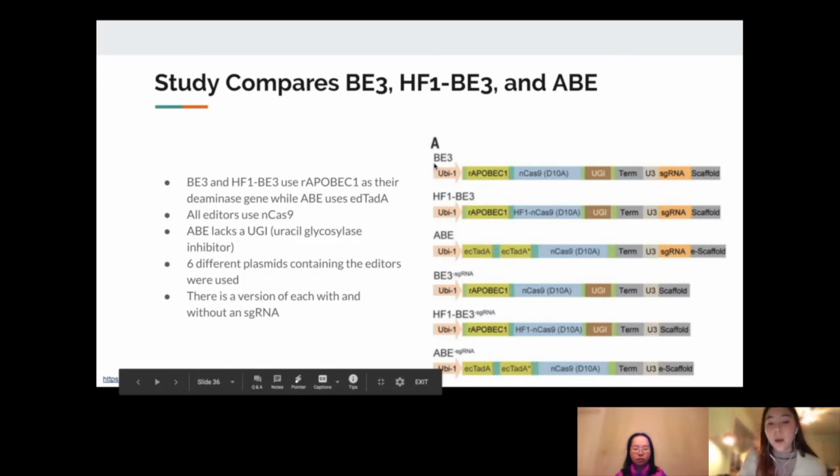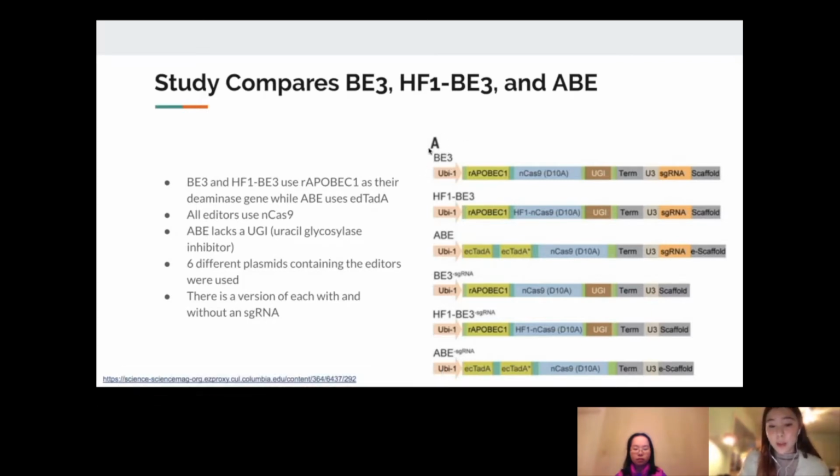The first that we see laid out is BE3 and HF1 BE3. These are remarkably similar. The only difference between them is that the nickase Cas9, which Jenny discussed a little bit earlier, is high fidelity in the high fidelity BE3. As we move down, though, we can see that the ABE exhibits differences in its structure from the BE3 and the HF1 BE3. To have a base editor, all of these different types, both the cytosine base editors and the adenine base editors, need to have a nickase Cas9 unit, and they must also have a deaminase unit.